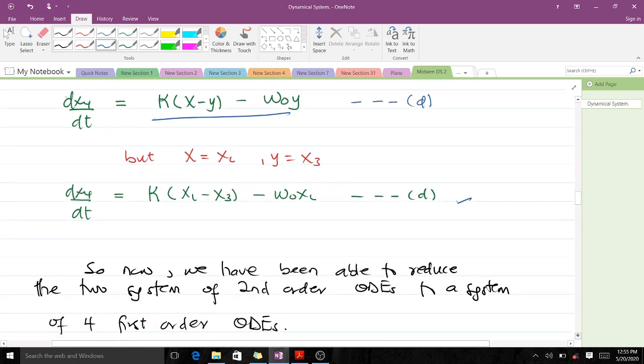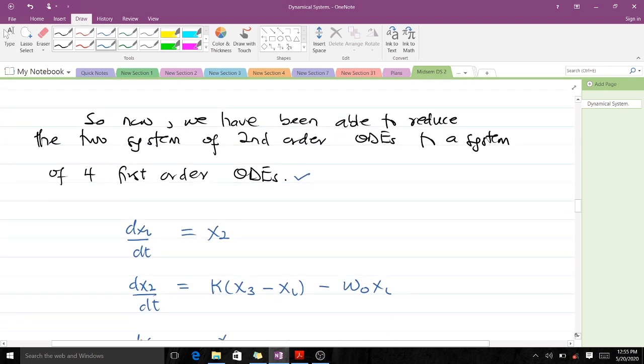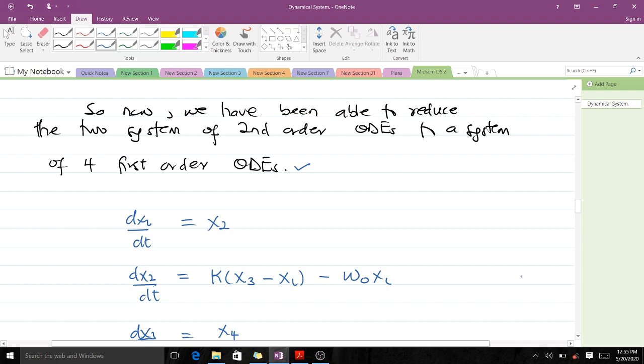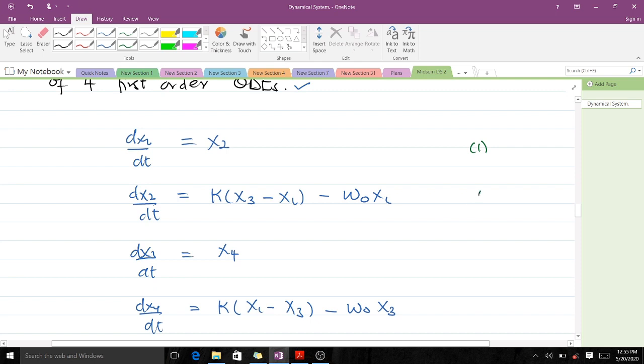So now we have been able to reduce the system of two second order ordinary differential equations to a system of four first order ODEs. So these are the four first order ODEs that we had. This is the first one, so equation 1. This is the second one. This is the third one, and this is the fourth one.